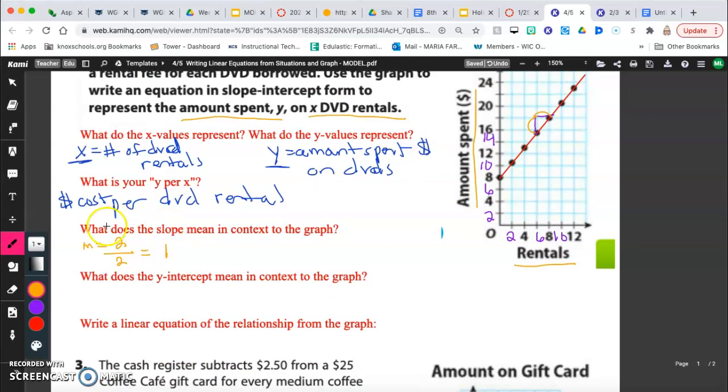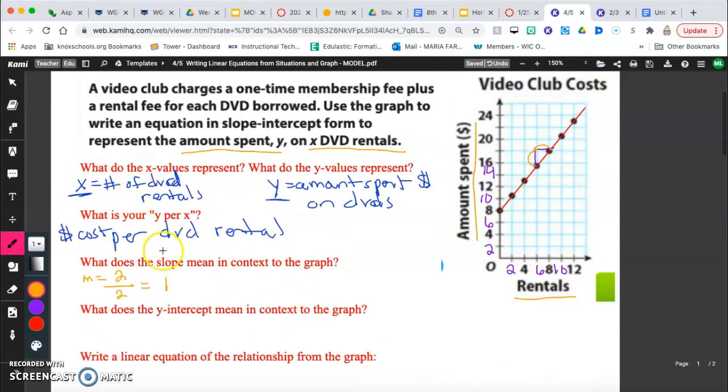Once I have the slope, I still have to interpret that. That's where this phrasing is going to come into play. Our slope is directly linked to what that phrasing tells us. That's why we really need it. If the y per x is the cost per DVD rental, that's how much it costs per DVD. And our slope is 1. Who can tell me what is the cost per DVD?